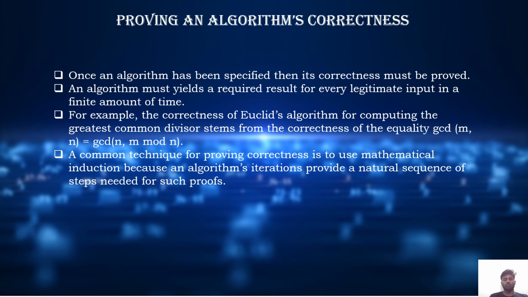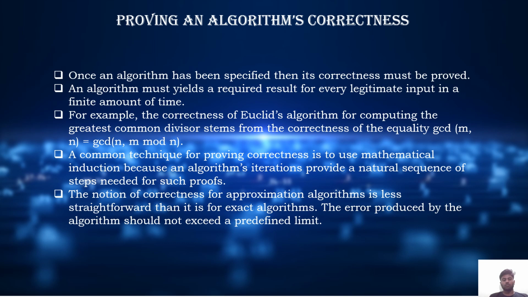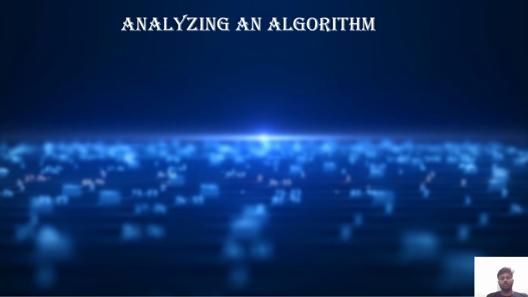GCD(m, n) equals GCD(n, m mod n). A common technique for proving correctness is to use mathematical induction, because an algorithm's iterations provide a natural sequence of steps needed for such proofs. The notion of correctness for approximation algorithms is less straightforward than it is for exact algorithms. The error produced by the algorithm should not exceed a predefined limit.